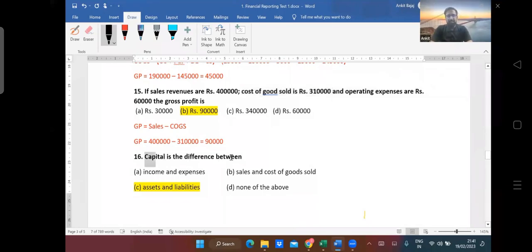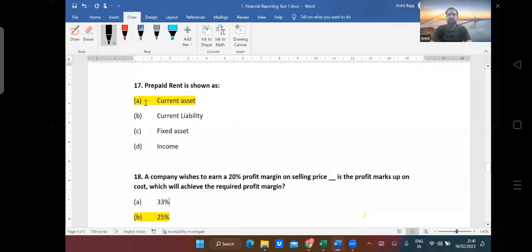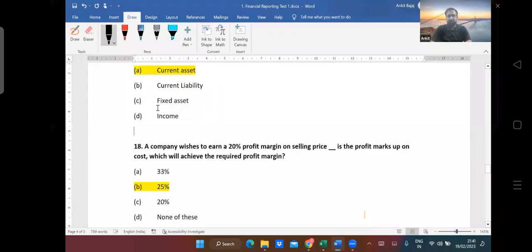Now, capital is the difference between income and expenses and cost of goods sold, or assets and liability. Capital is a part of the balance sheet. Obviously, asset and liability is going to be the correct answer, right? Then prepaid rent is shown. Prepaid rent means you have paid advance rent. That is an asset, right? There is no use of asking a question for this concept, right?